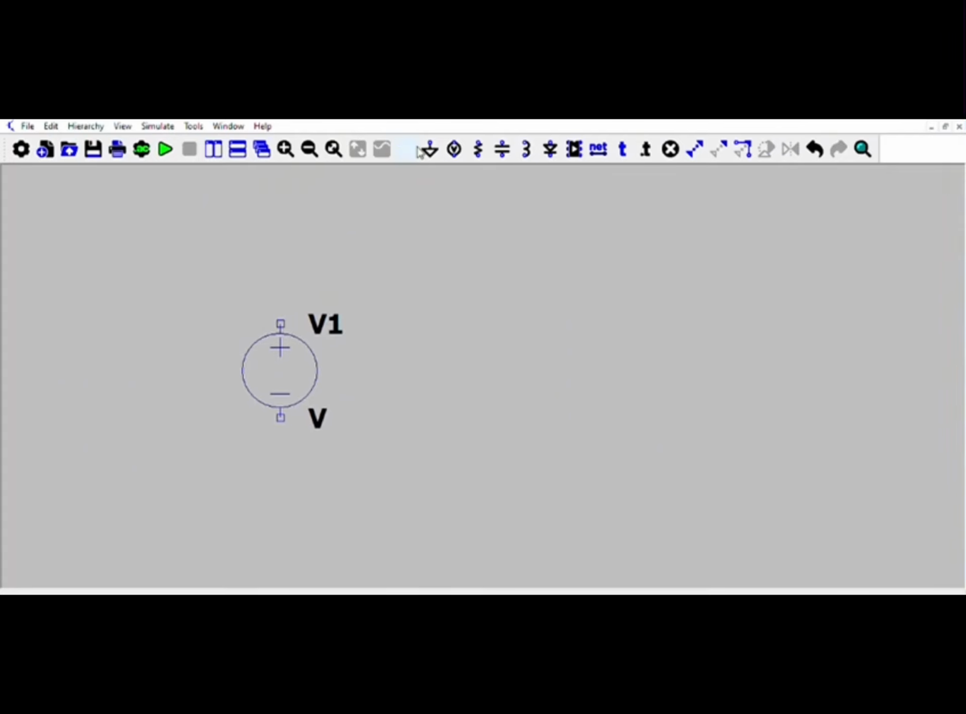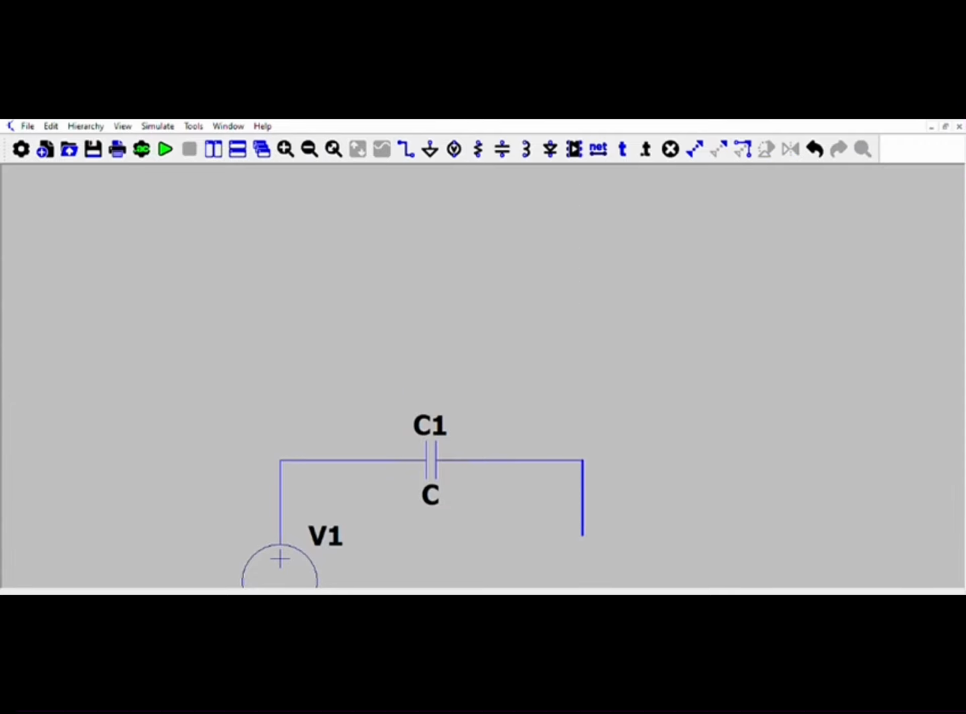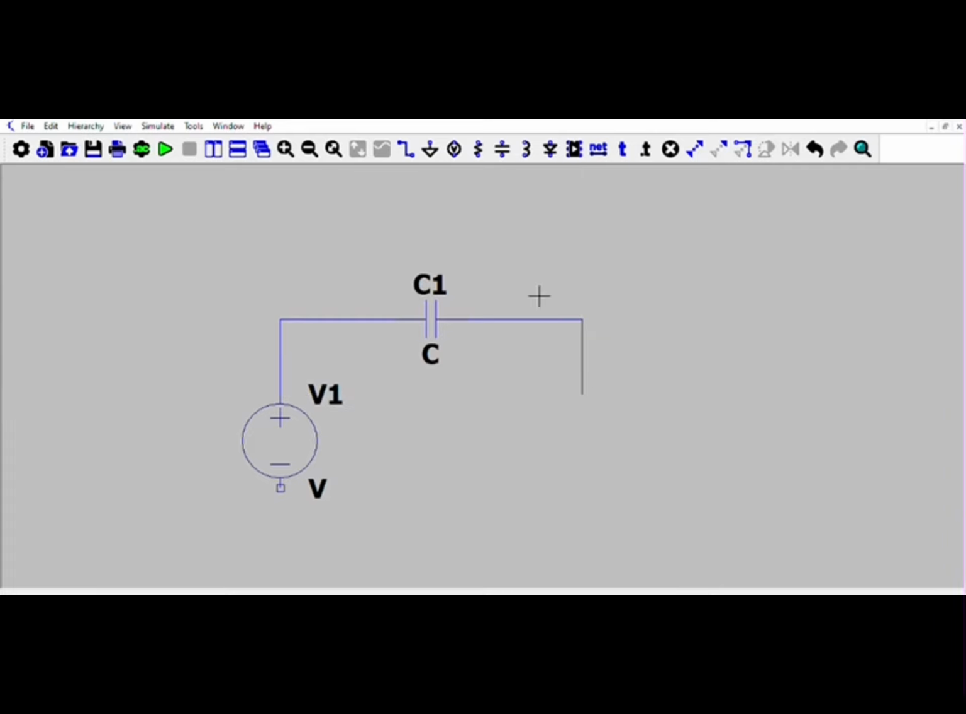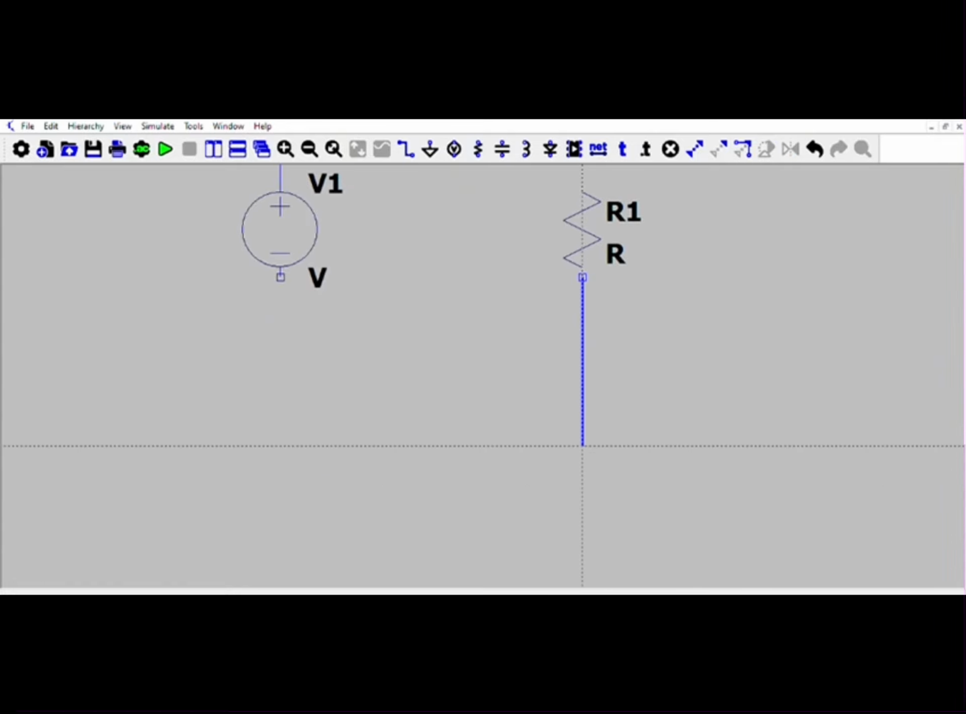And then let's continue with the LTSpice simulation. First of all, you should put the V, which is the voltage, and then you just connect it with a wire and put the capacitor. The capacitor should be on the top because this is a high pass filter. And then you just put a resistor there and connect it with the wire again. And also don't forget about the ground, because if you want to do the simulation, then there must be a ground in the circuit.